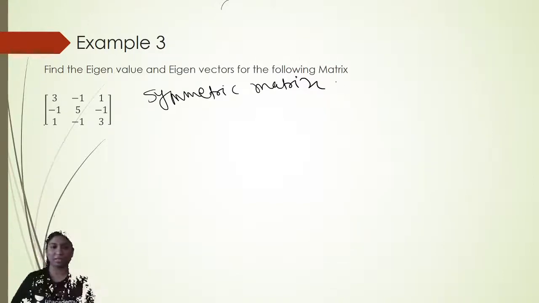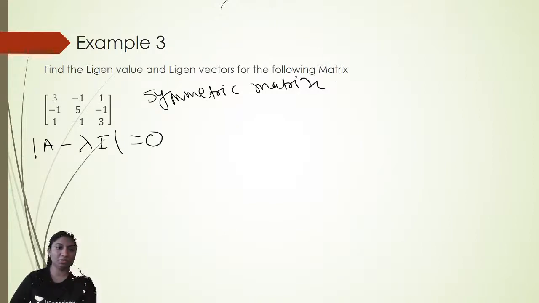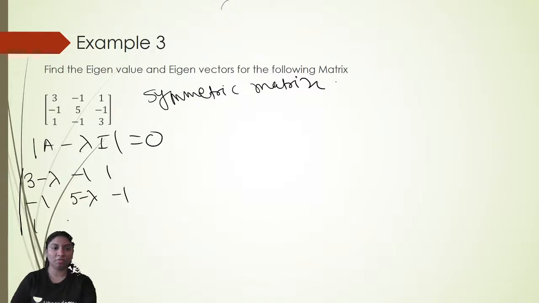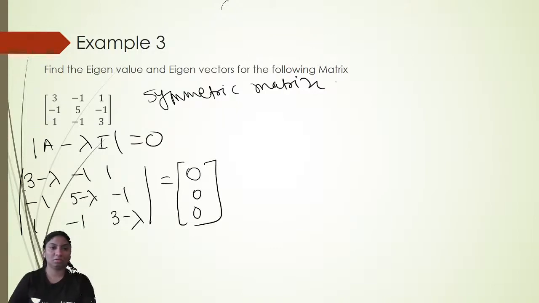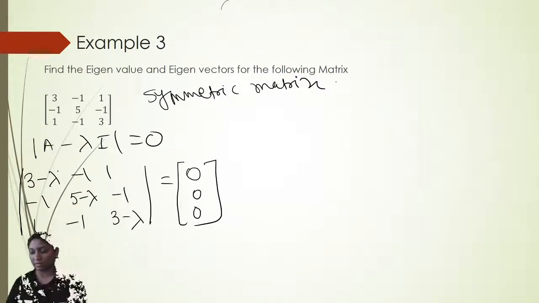Okay, the characteristic equation is determinant of A minus lambda I is equal to 0. So determinant of 3 minus lambda, minus 1, 1, minus 1, 5 minus lambda, minus 1, 1, minus 1, 3 minus lambda, okay, is equal to 0. Okay, so we will find the characteristic equation.